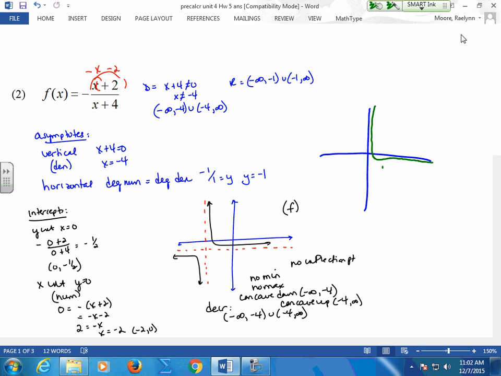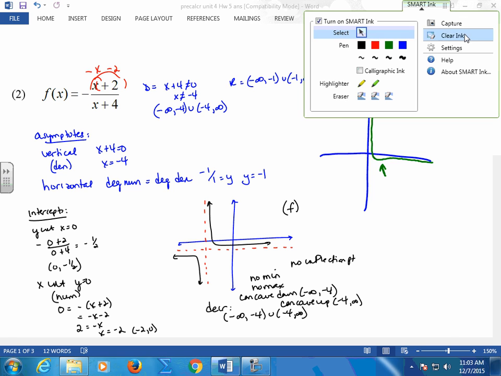In that case, you get a min or a max, whichever way it's facing. This one would give you a min. If it was above, it would give you a max. But it could cross a horizontal. It can never, never, never cross a vertical. Because a vertical is a denominator restriction. Again, your y-intercepts, there's no max and mins, and your concavities.